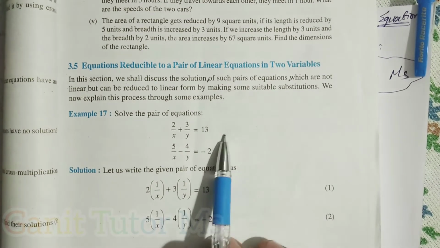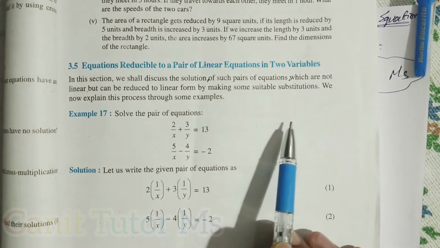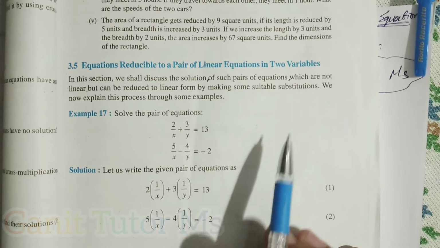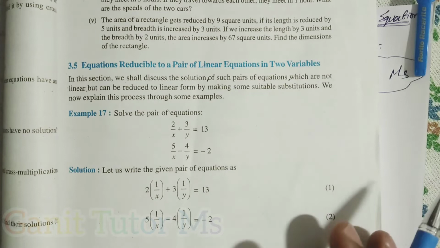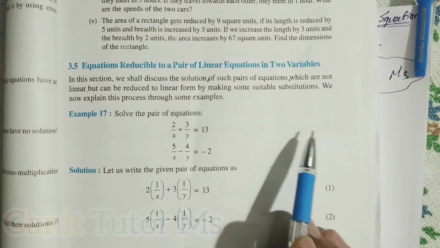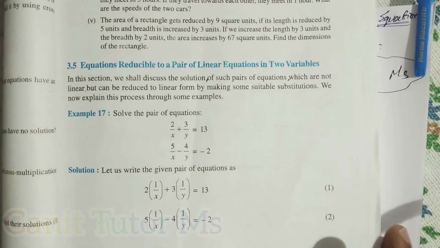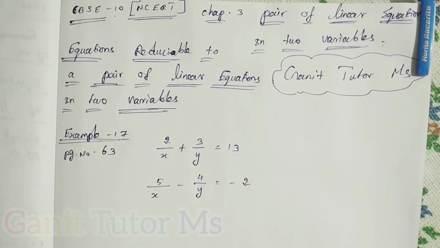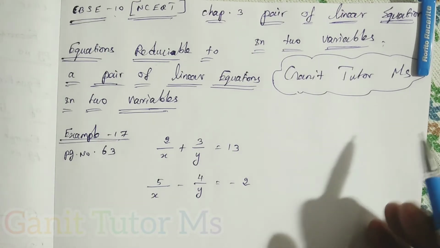Here it is 1 by x. The 1 by x can be written as x power minus 1. So x power minus 1 is not linear. X power 1 only is linear. Here both variables have power minus 1, x power minus 1 and y power minus 1, so it is not linear. So it is not a linear equation, but it is an equation.